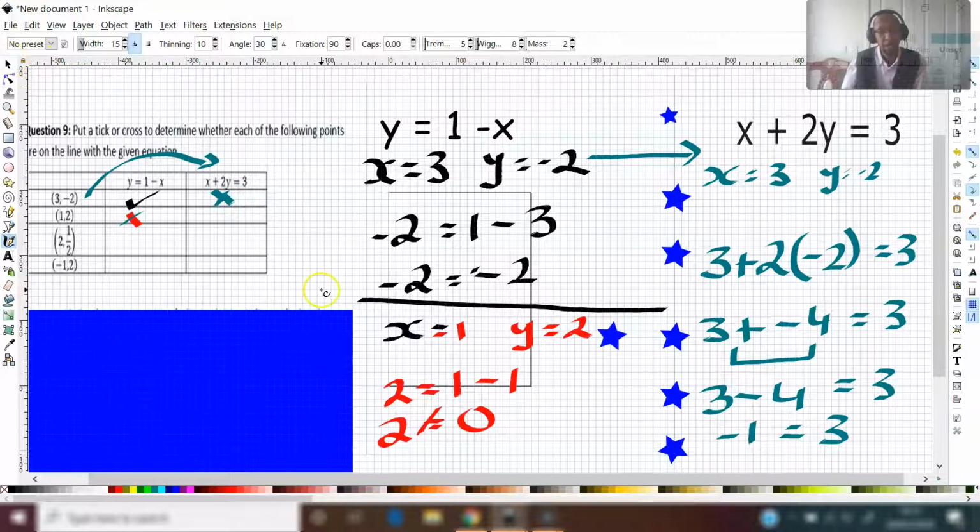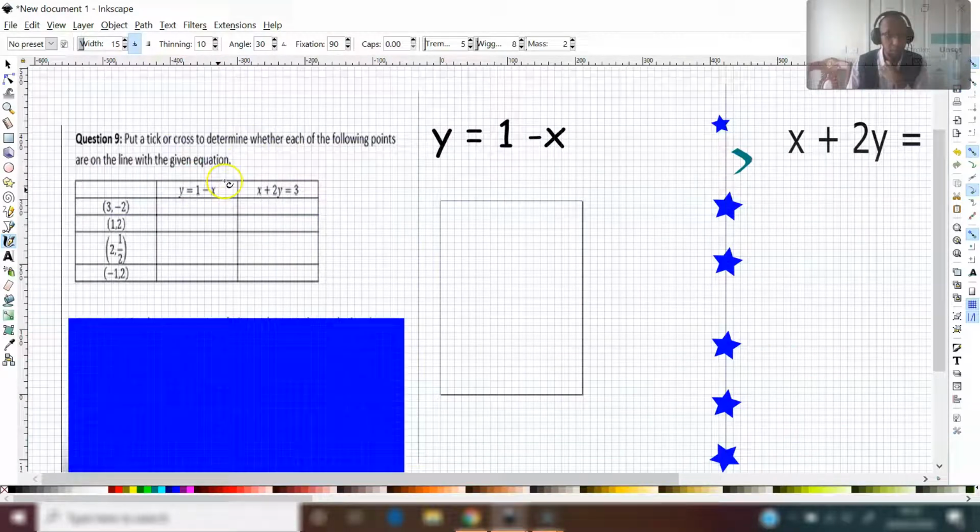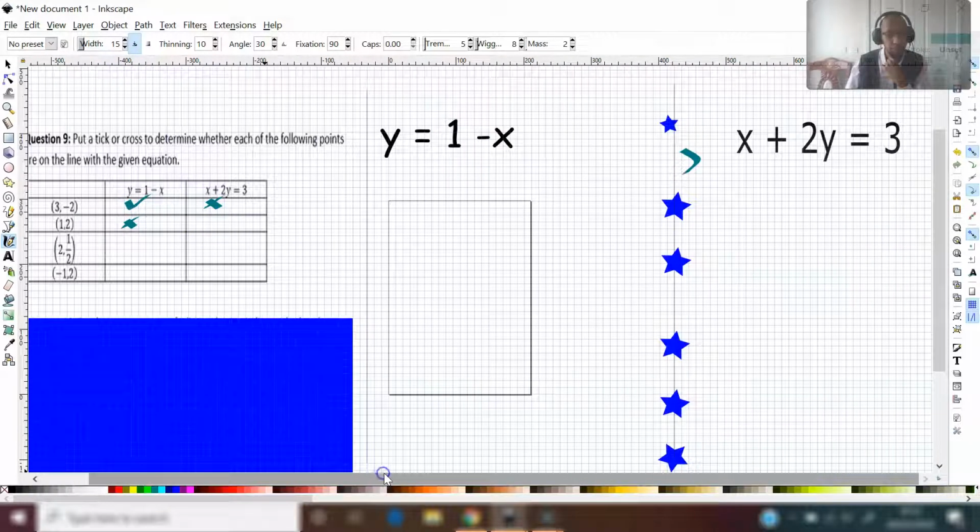So pause the video and have a go yourself, and we will do the next part together. Okay, so we said this was a tick, that was a cross, and we didn't determine whether this one is on the line or not. So let's see if it's on the line.